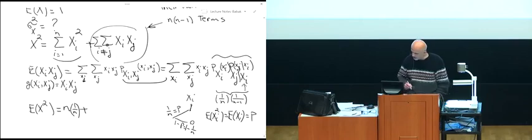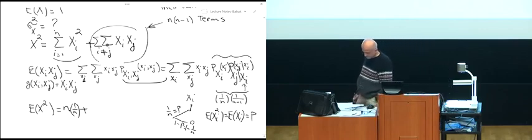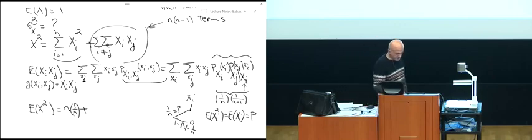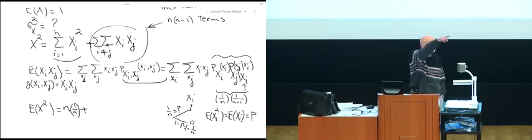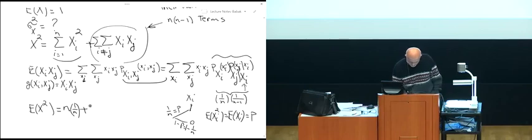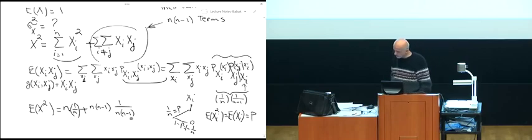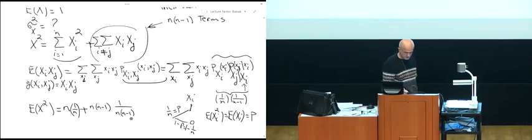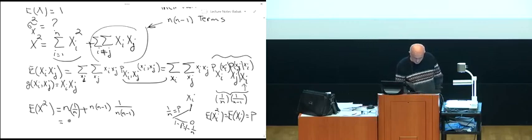And what's the second term? You told me there are how many terms? N times n minus 1. Times this guy here, 1 over n times n minus 1. So what's the second moment? These cancel. These cancel. You get 2.